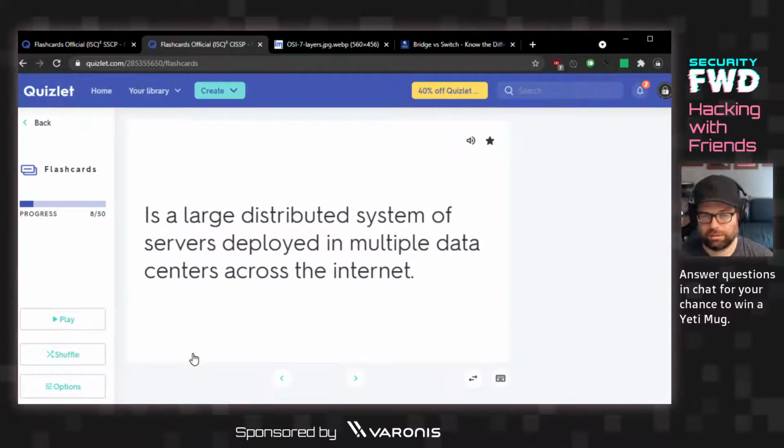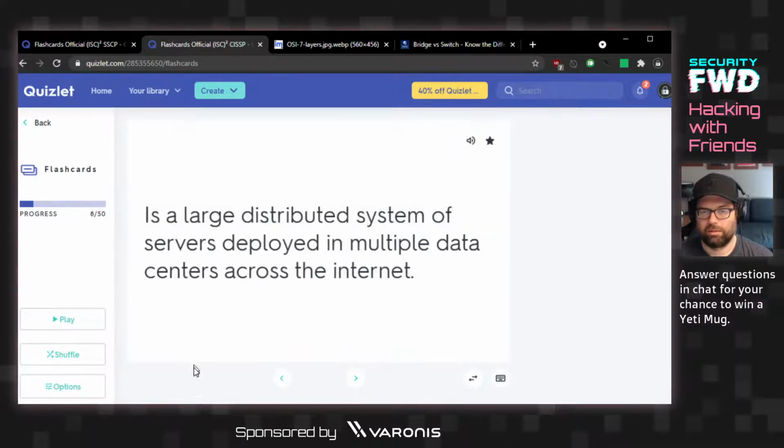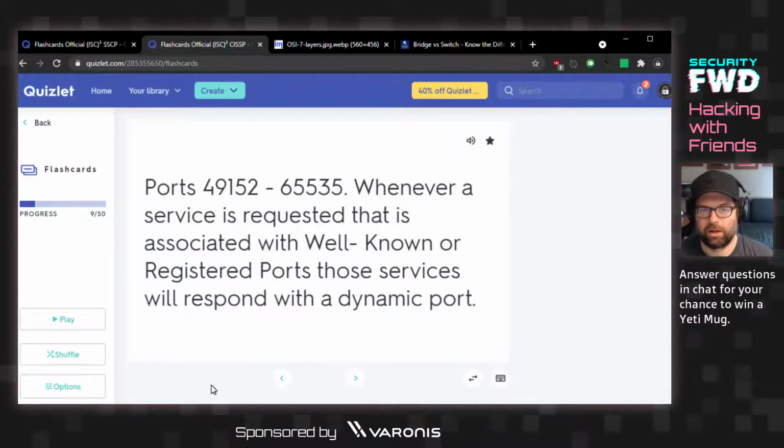Load balanced? Content... CDN. This is frustrating. I don't know. I've done a lot of work like this, but I wouldn't have called that a CDN. Large distributed system of servers deployed in multiple data. All right.